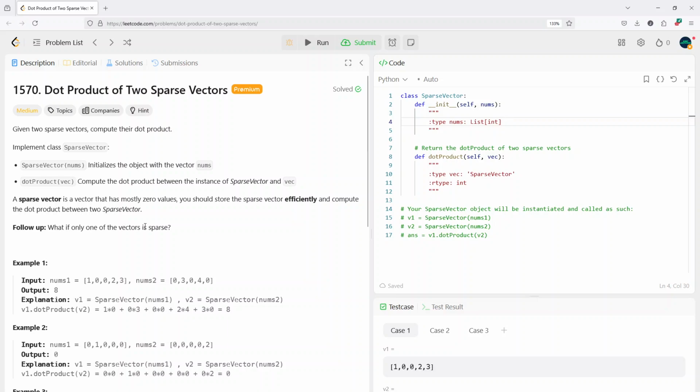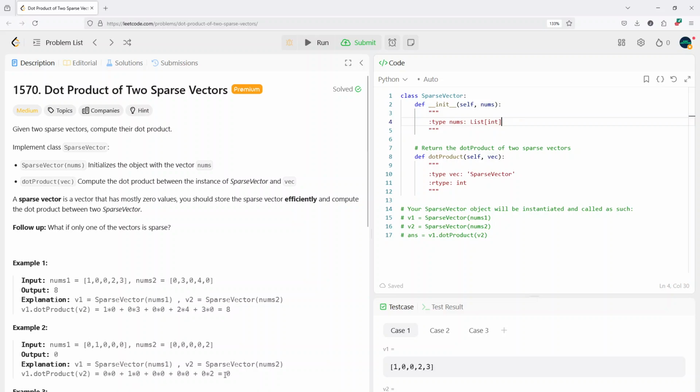What if only one of them is sparse? Okay, so if you take the dot product of each element one at a time, you get this sum of the multiplications: the 1 times the 0, 0 times the 3, 0 times the 0, 2 times the 4, and so on. So this would be a sum of 8.